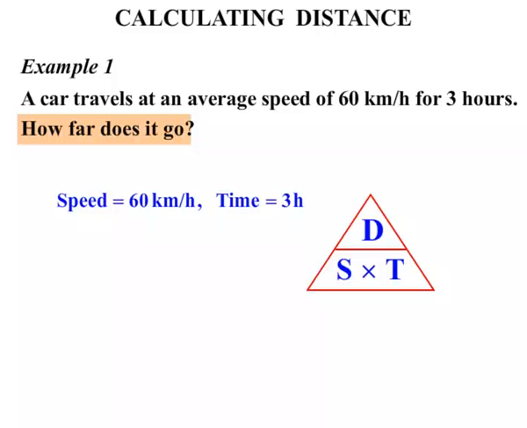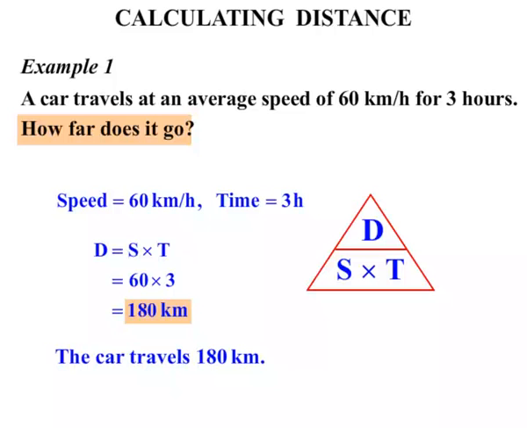So how far does it go? We're after the distance. So D equals, cover it up, we can see S times T. So let's write that down. So we have speed times the time, where the speed is 60, the time is 3, so 60 times 3. We calculate 60 times 3, that equals 180 kilometers. So there's our answer. The question was, how far does it go? Let's write it in sentence form. The car travels 180 kilometers. Terrific.